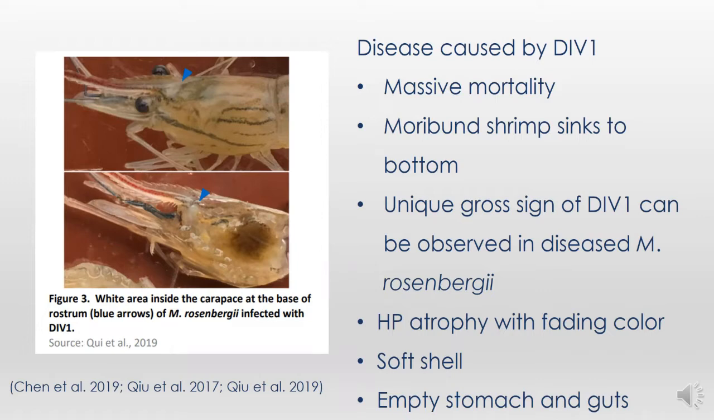The gross sign of DIV1 infection is not clear in the penaeid shrimp, but in Macrobrachium rosenbergii, you can see this in the figure here, the white area inside the carapace at the base of the rostrum, which will be more clearly shown than in the penaeid shrimp.